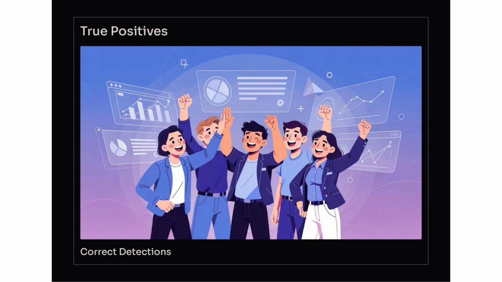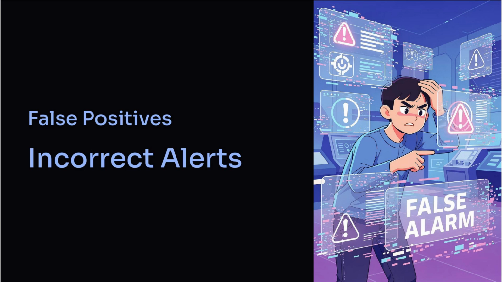Precision and recall often trade off against each other. Improving one can reduce the other. Increasing recall may increase false positives, while increasing precision may reduce the number of detected positives. Choosing between precision and recall depends on the problem context. The metric that matters most reflects which type of error is more harmful in the real-world application.